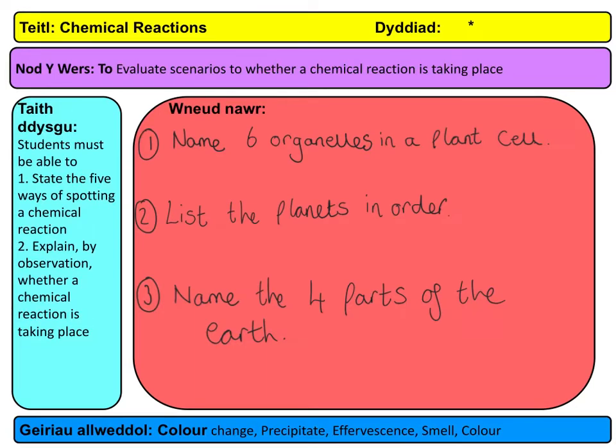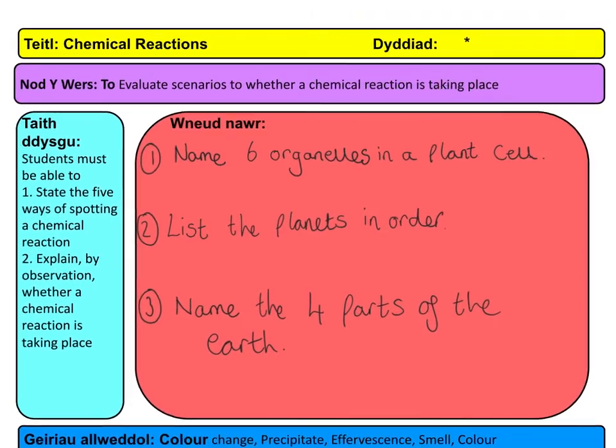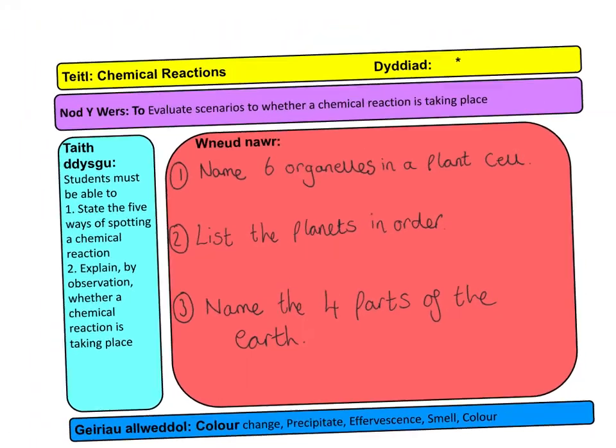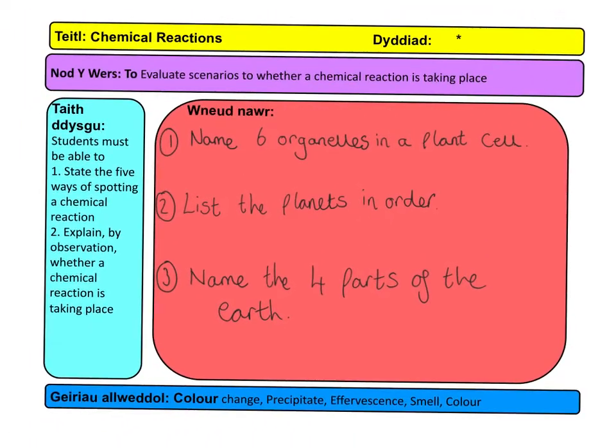Okay, so this is a video on chemical reactions. If you're in your class notebook, you'll be able to see the learning objective and the keywords anyway. So learning objective: evaluate scenarios, whether it's chemical, and we're going to do some physical reactions today as well. Keywords then: colour change, precipitate, effervescence, smell and colour. What I'd then like you to do is pause the screen, have a go at these 3 questions, and then we'll go through the answers.